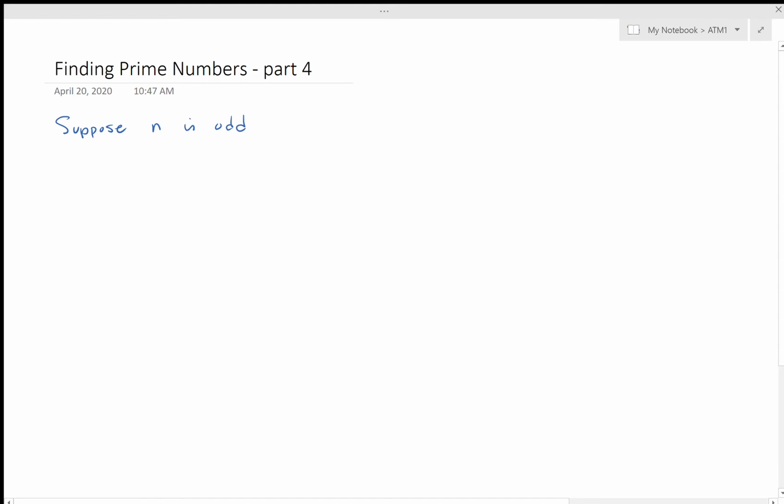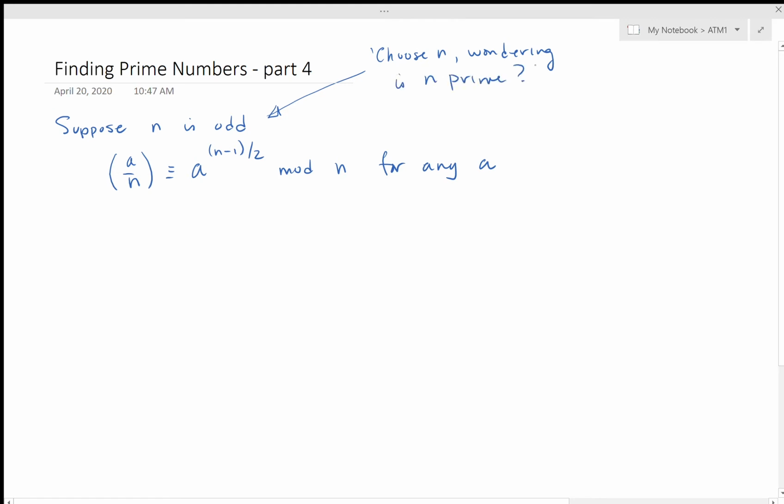And so what do we know? We know that the Jacobi symbol can be computed in the following manner: a to the (n minus 1) divided by 2 mod n for any a. When I say suppose n is odd, it's true for all n, but in the algorithm that we're going to be seeing, suppose n is odd. So I am choosing an n. I'm thinking of myself in the algorithm mode, choosing some n, and I'm wondering, is n prime? That's what our algorithm is going to be asking.